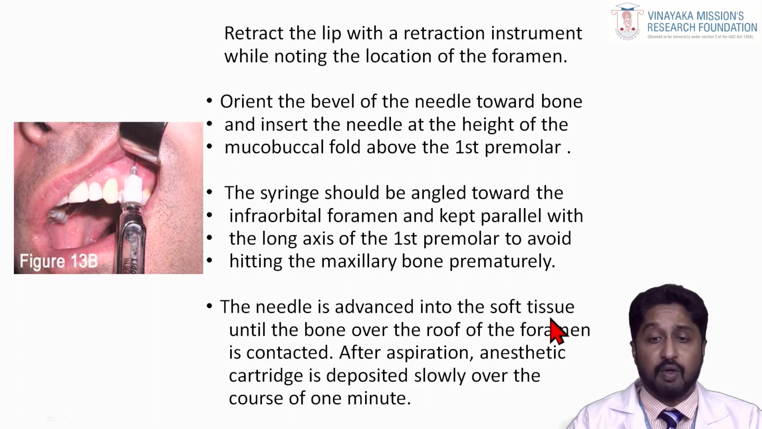Retract the lip with the retraction instrument while noting the location of the foramen. Orient the bevel of the needle towards the bone. Insert the needle at the height of the mucobuccal fold above the first premolar. So the injection site for the ASA nerve block will be your first premolar. The syringe should be angled towards the infraorbital foramen, kept parallel with the long axis of the first premolar to avoid hitting the maxillary bone prematurely.